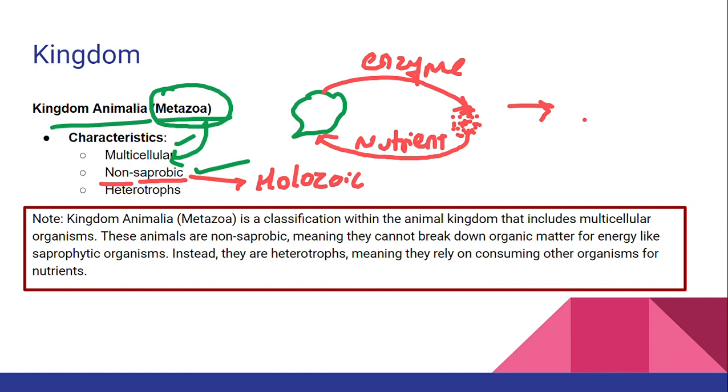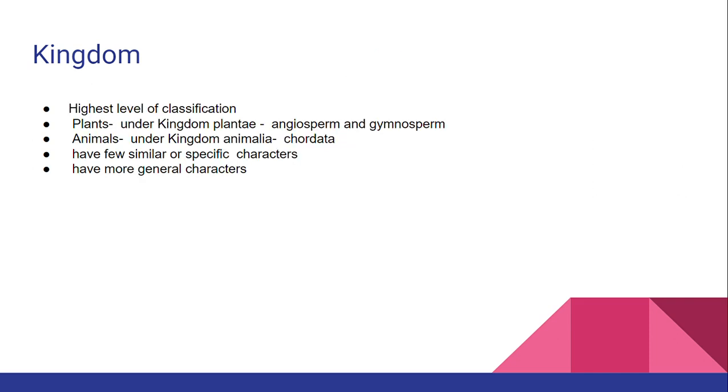So in upcoming classes you will see their mode of nutrition is holozoic. Okay, the saprophytic mode of nutrition is adopted by fungi. Animals are heterotrophs. What is the meaning of heterotrophs? Organisms who cannot prepare their own food, right? Okay.